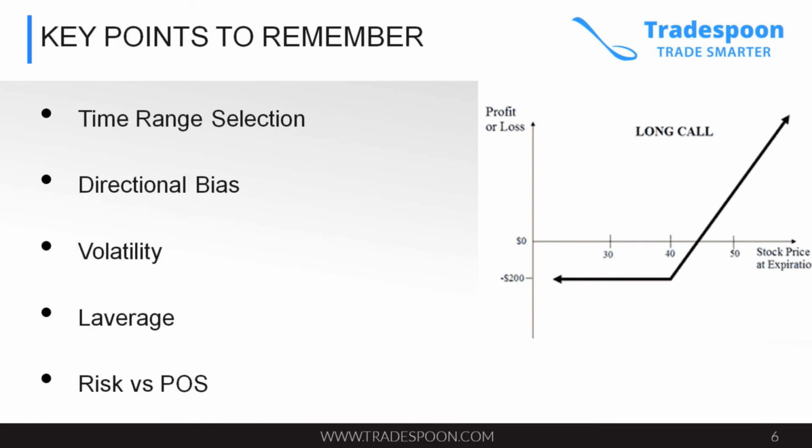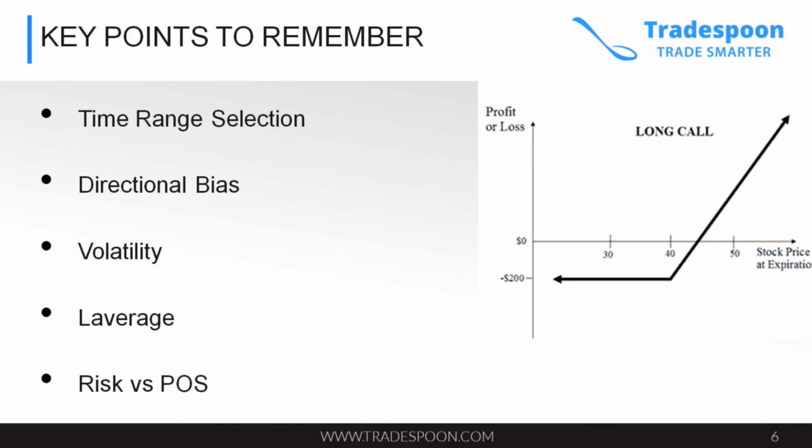Key points to remember: time range selection. You got to be correct on the time. If the stock doesn't move from $42 to $50 at the time that you selected, your options expire worthless, right? Just like you buy insurance on the house, if nothing happens to your house, which is good in case of insurance, then you just lose the premium that you're paying to the insurance company. That's why insurance companies are so profitable, because most of the time, from a statistical point of view, nothing happens to your house. So slowly insurance companies just collect the premium from month to month.